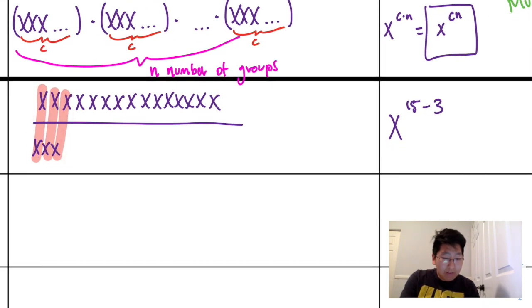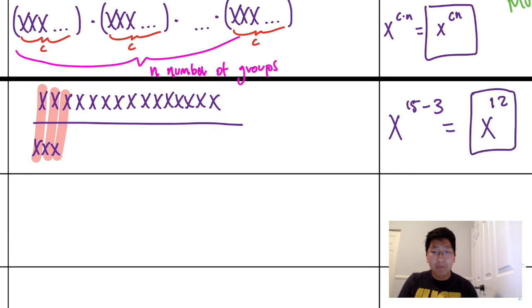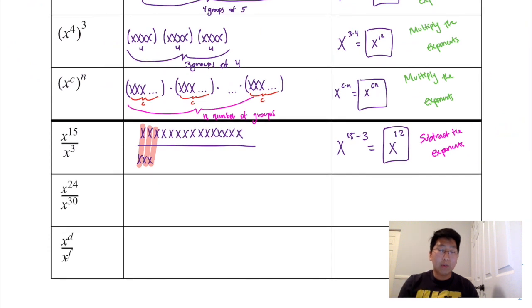So whatever's left here is going to be 15 minus 3, and that's going to be x to the 12th. Okay, like I said, you can always expand it, but it'd be nice if we had a rule, and here it is. So what we're doing is we're subtracting the exponents when we're dividing with the same base.